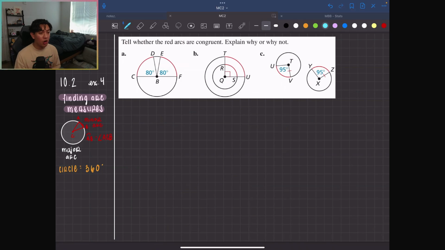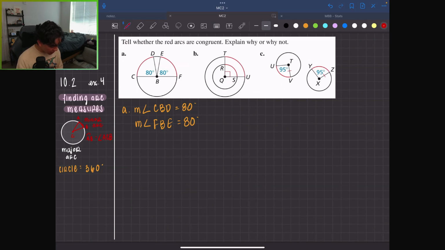Tell whether the red arcs are congruent. So let's start off with A. What are we noticing right away? We notice that in A, the measure of angle CBD is 80 degrees. We also notice that the measure of angle FBE is also 80 degrees. Okay, so these red arcs over here, since they share the same circle, and these are both congruent, right? 80 degrees is the same thing as 80 degrees. We can also assume that these are also 80 degrees.